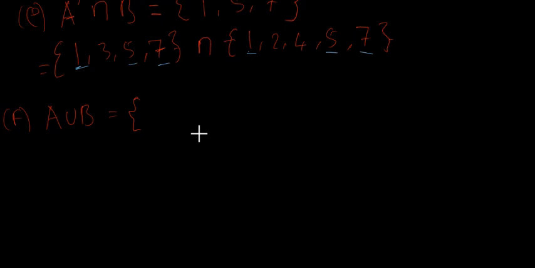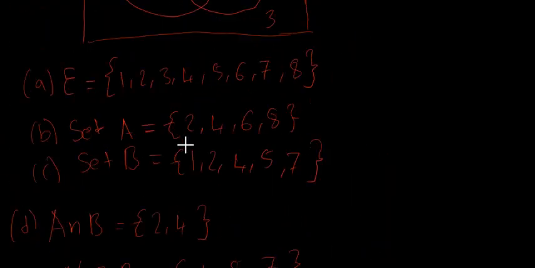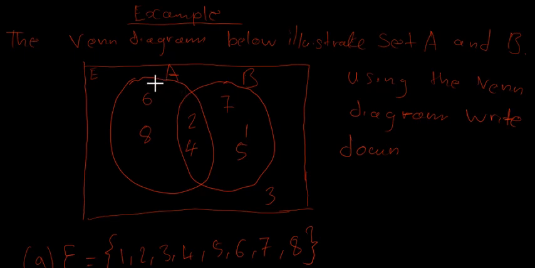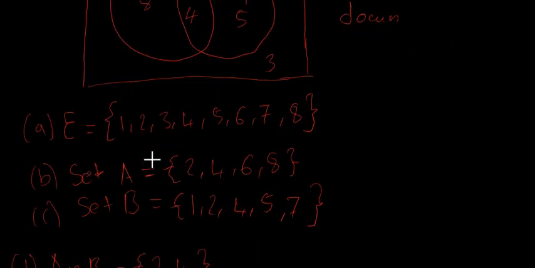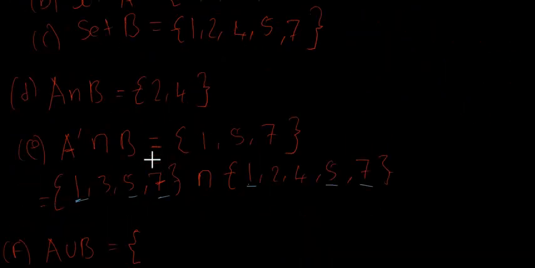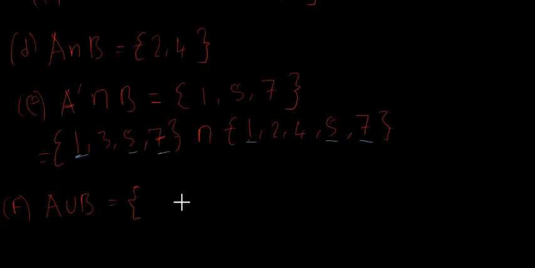Alright, the next question says A union B. How do we find A union B? It is all the elements which are found in the two sets. So we have 1, 2, 4, 5, 6, 7, and 8.